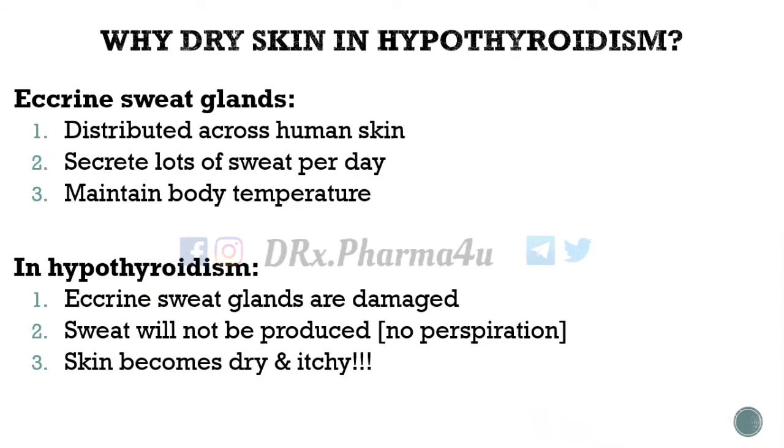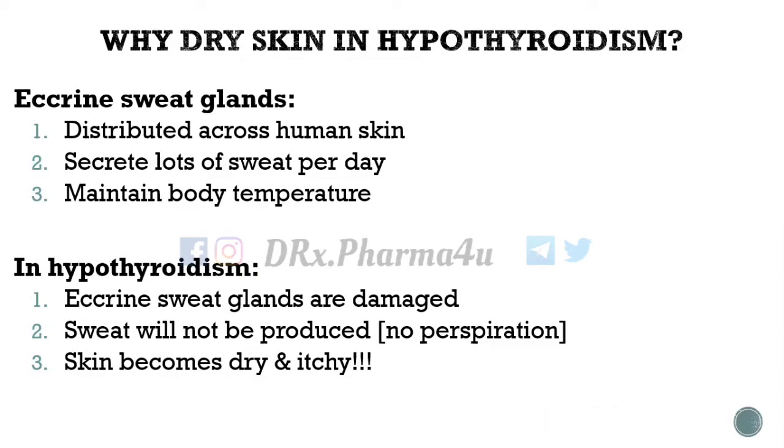In hypothyroidism, the opposite happens. The eccrine glands are damaged, as a result of which sweat will not be produced. That is why patients with hypothyroidism do not sweat a lot. There will be no perspiration because the eccrine glands are damaged. So the skin will become very dry, because when you are producing sweat, the skin is moist.